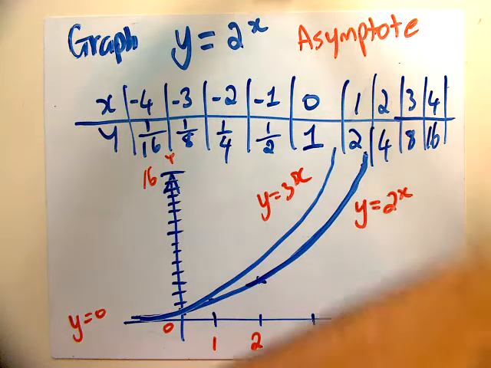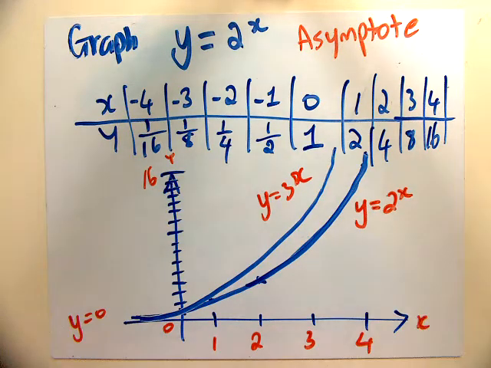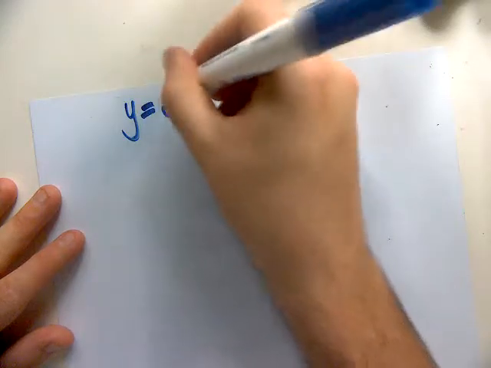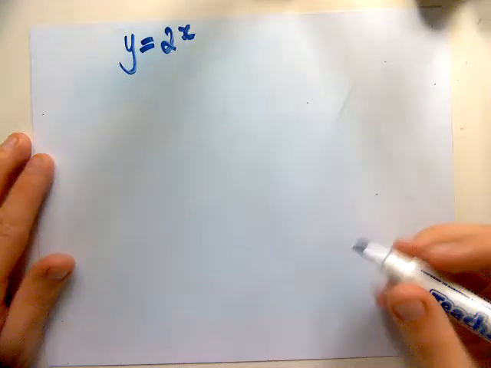Now, there's a couple of things that happen when you add a few things to a function. So I'm going to rub this out. Now I'm going to draw just a really basic idea of y equals 2 to the power of x, the one that we just graphed.